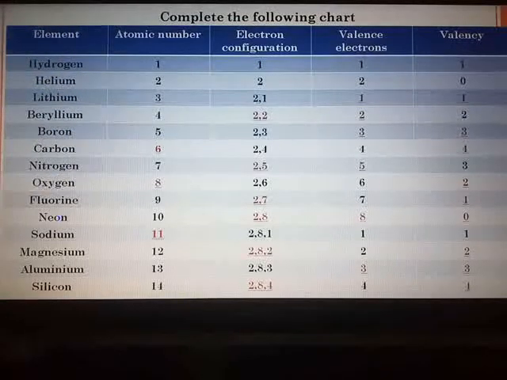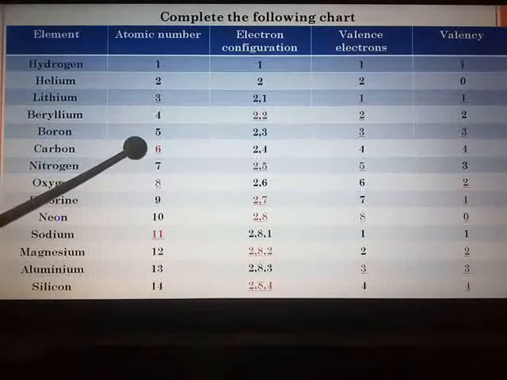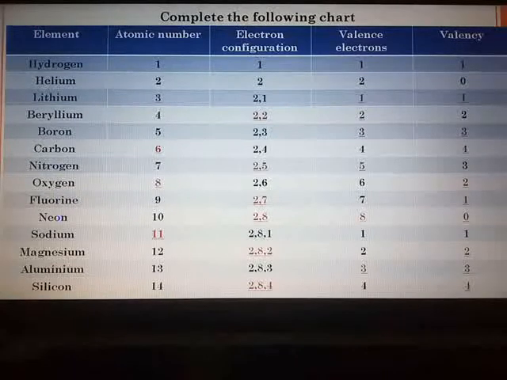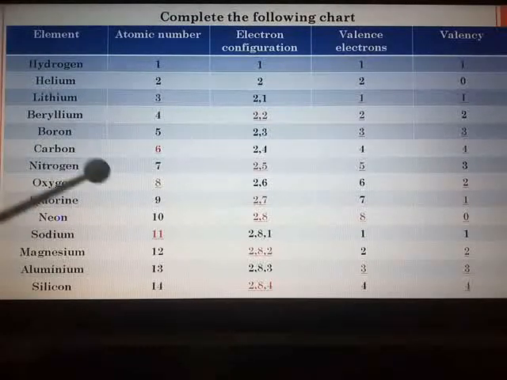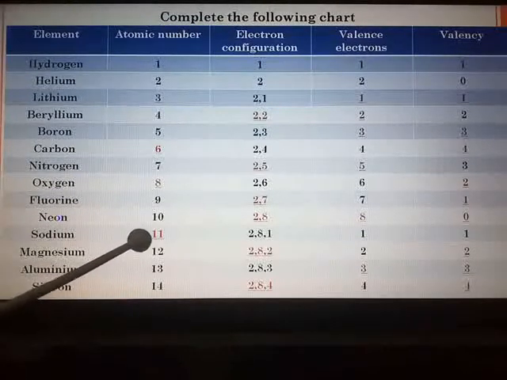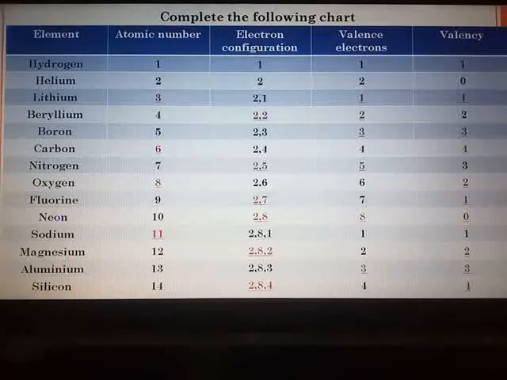Beryllium, boron, 4 and 5 they have already given. Carbon they have given blank, so enter 6 there. Nitrogen 7, oxygen is given blank, fill in 8. Fluorine is 9, neon is 10, sodium is 11, just now we have seen. And magnesium, aluminium, silicon, 12, 13, 14 is already provided.